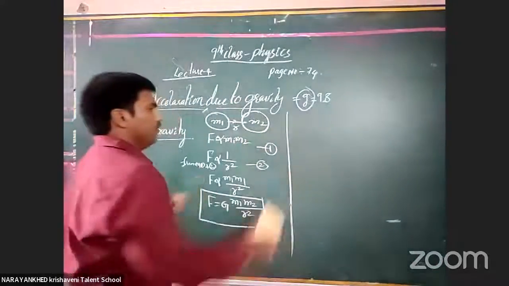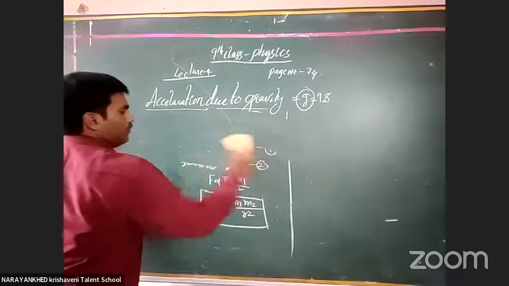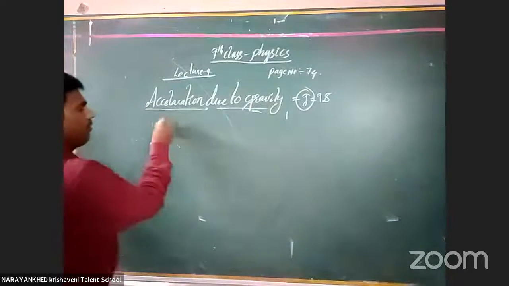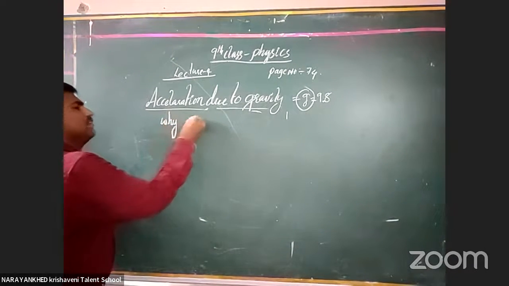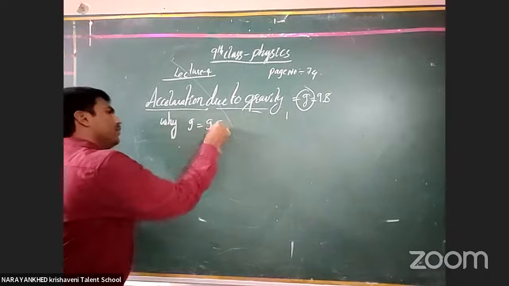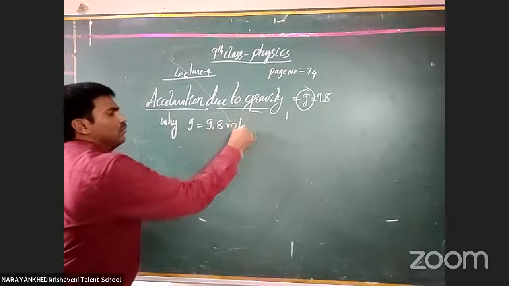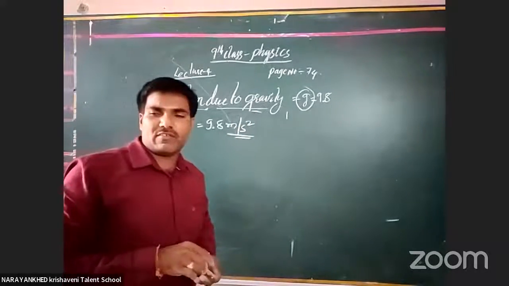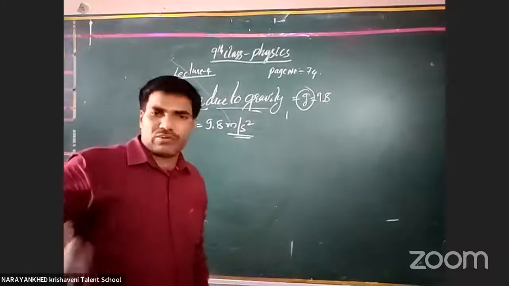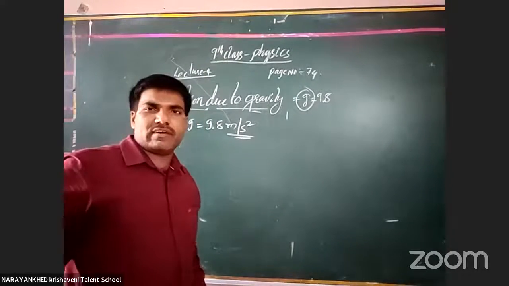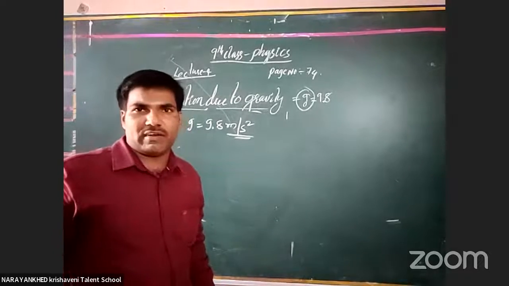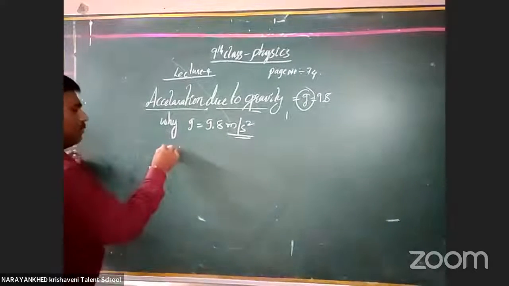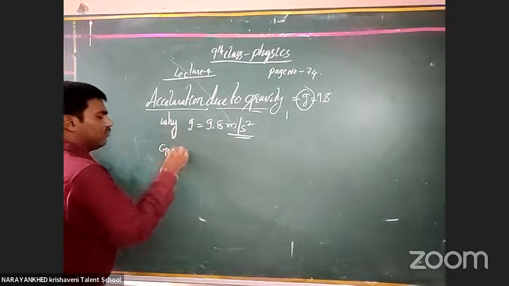Listen carefully. g is equal to 9.8 meters per second squared. You know the units very well, no problem about that. In MKS, acceleration units are meter per second squared, and in CGS, centimeter per second squared. There is no change in that. Why do we take this 9.8? Where does it come from? From this formula, the gravitational force.